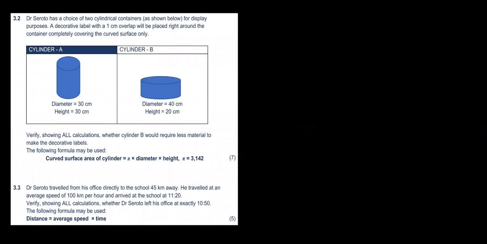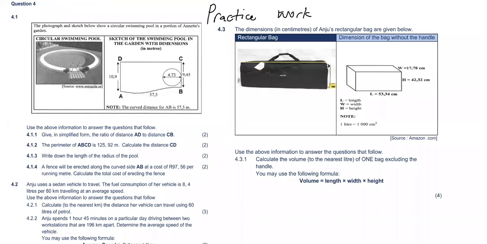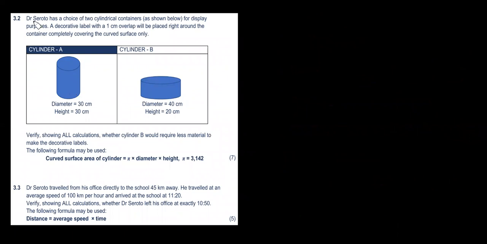Okay, let's look at, I think, our last question before we get to the practice. The last question here is saying, Dr. Durant has a choice of 2 cylindrical containers as shown below for display purposes. A decorative label with a 1 centimeter overlap will be placed right around the container, completely covering the curved surface only.